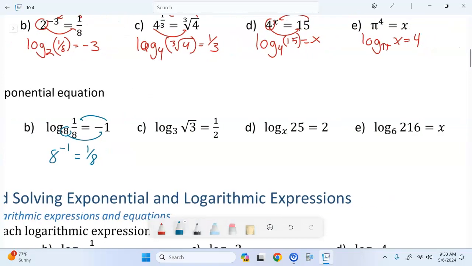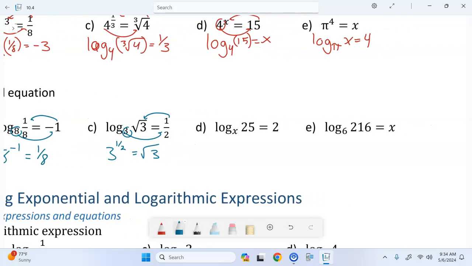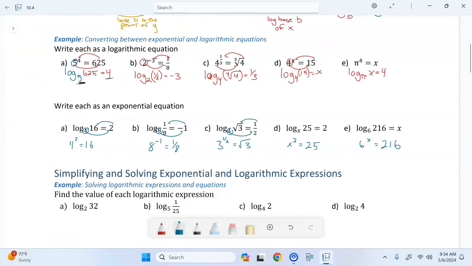What's my base for C? 3 to the power of 1/2 equals square root of 3. What's the base for D? X to the power of 2 equals 25. And last one. Good. 6 to the x power equals 206.